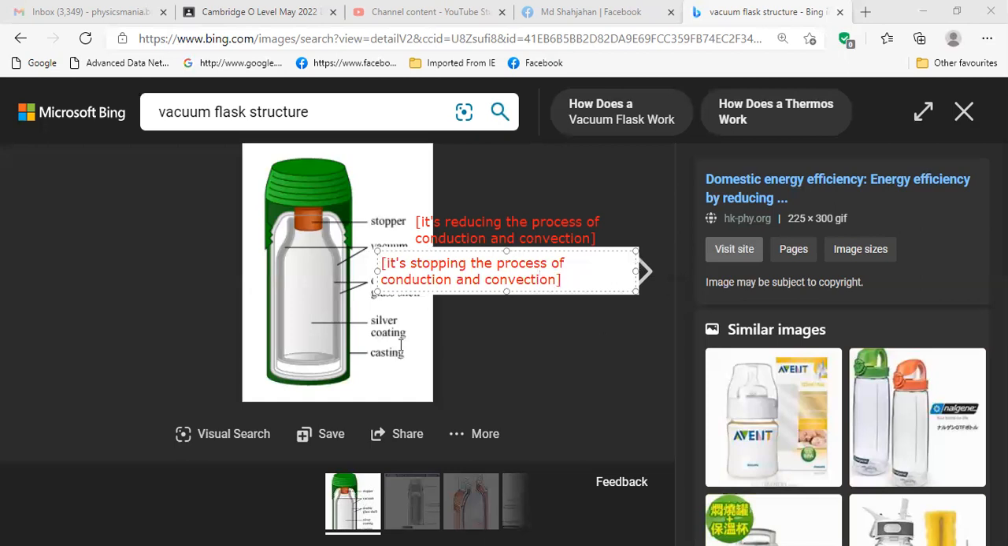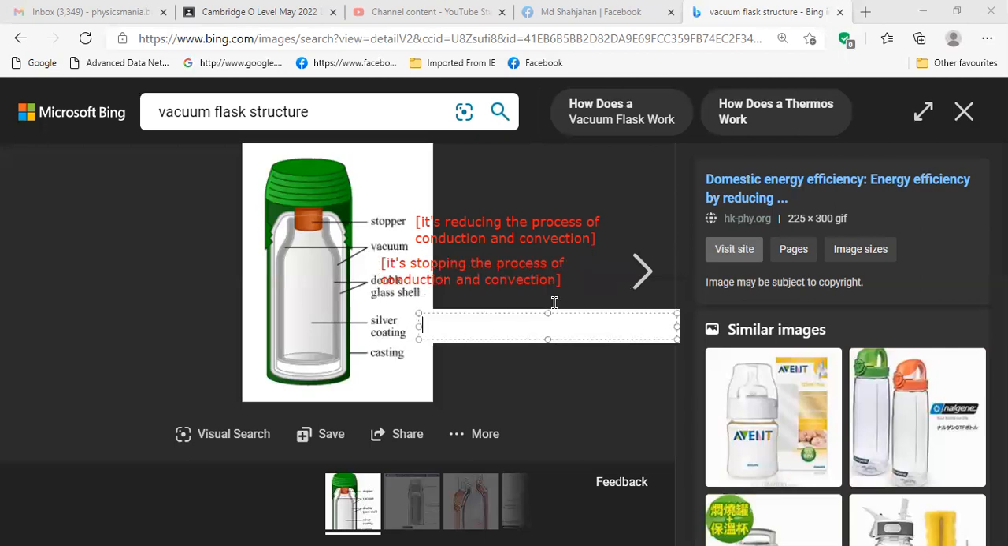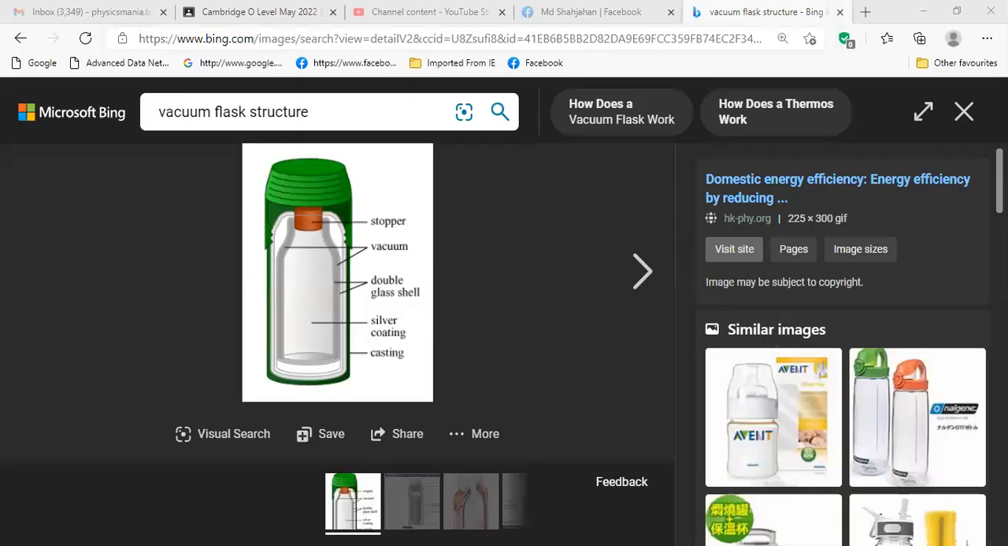Then silver coating. Silver coating is reducing... So it's disconnected for a while.